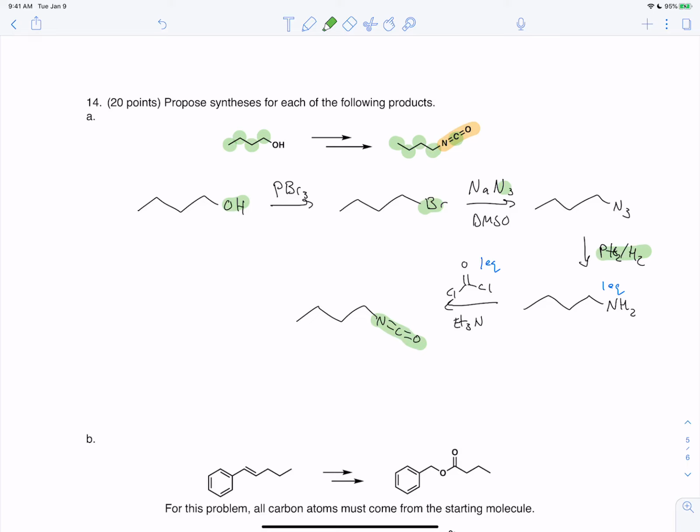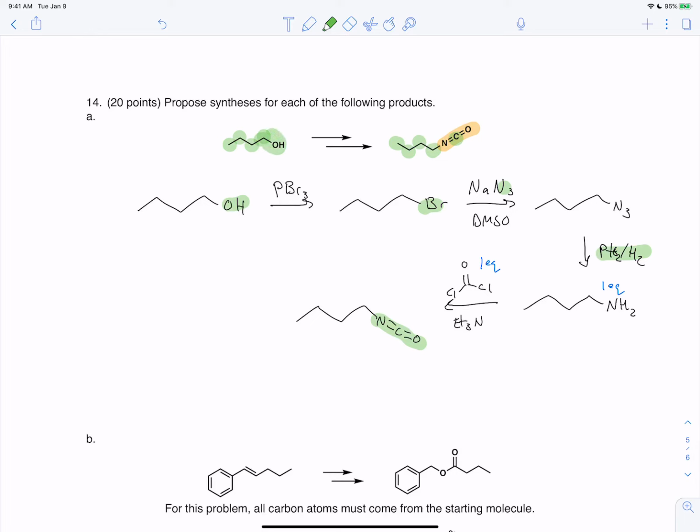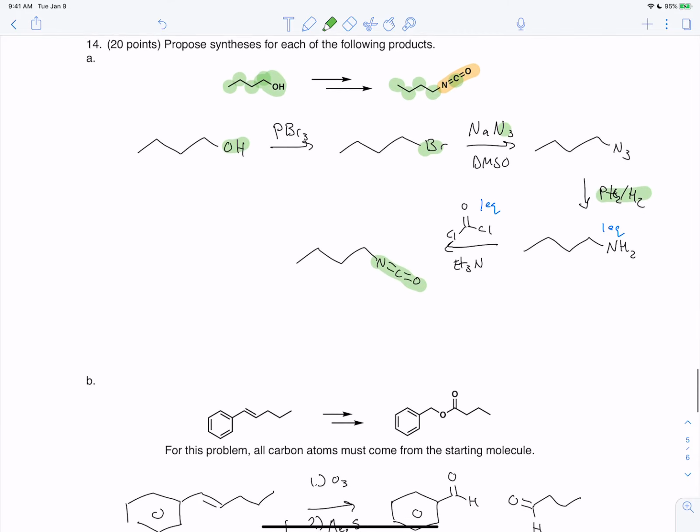There are a few different other solutions you could do. You could oxidize this primary alcohol into a carboxylic acid, then do an amide coupling with ammonia and reduce. I think that's the same number of steps. So there are a variety of answers that we accepted.